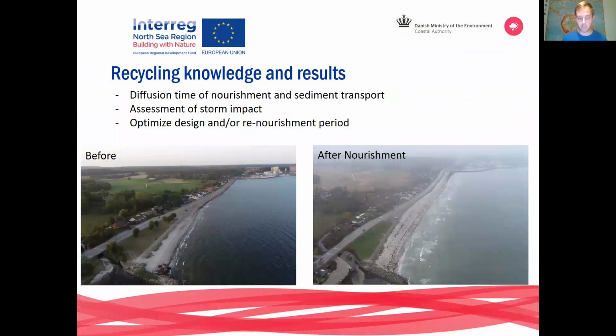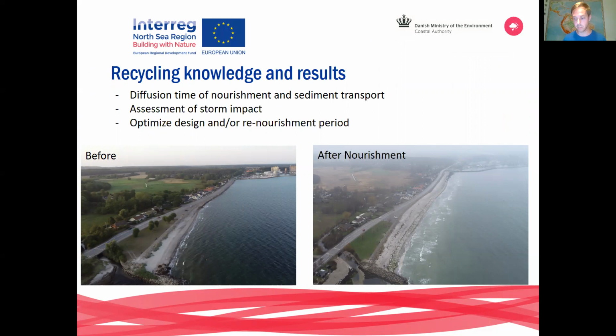So once we have this knowledge and we have these analysis, it's important to actually include them, and the results naturally also to include them in the future, and also to not just say the sediment moved from here to here, but also to use them when implementing new nourishments or renourishments are conducted.